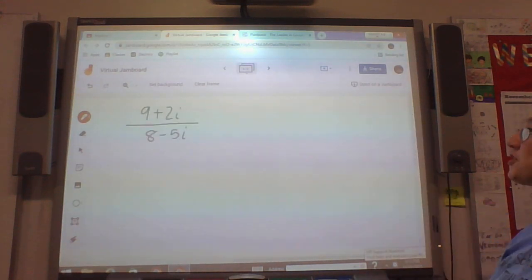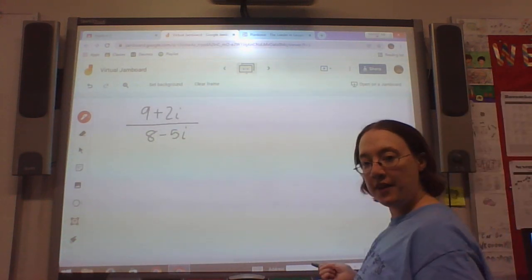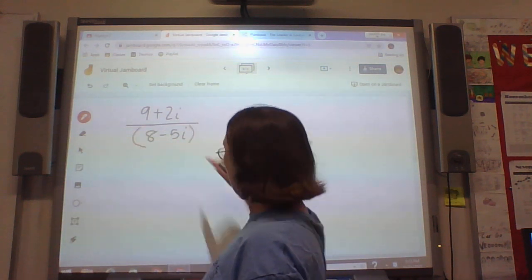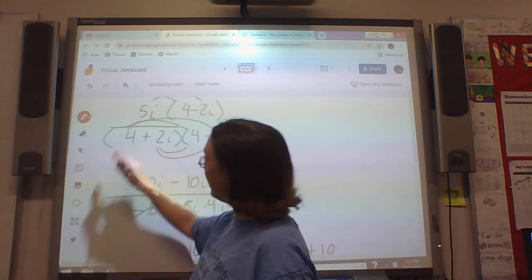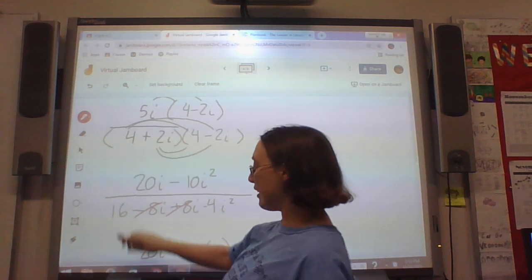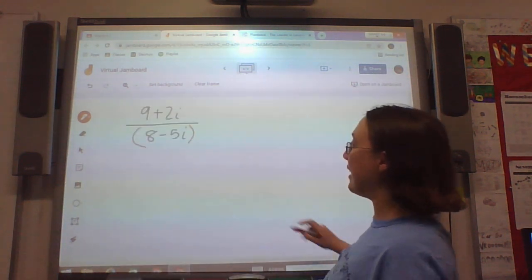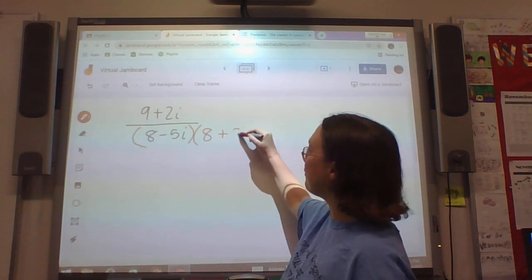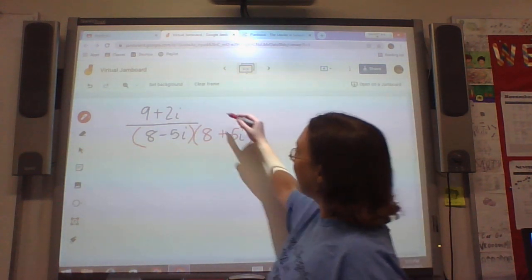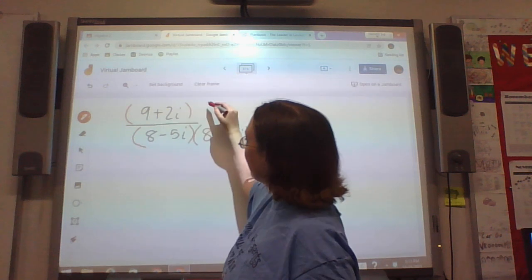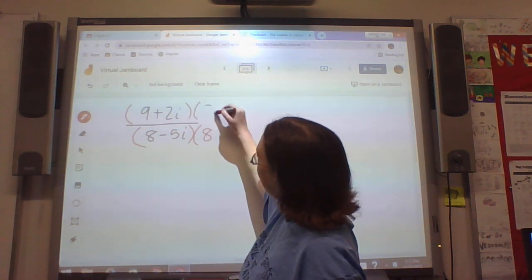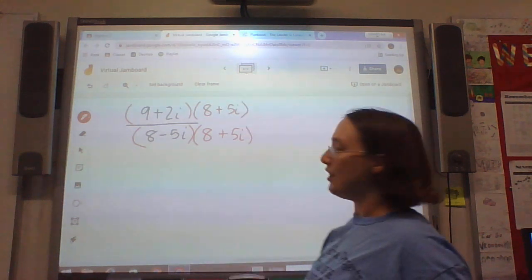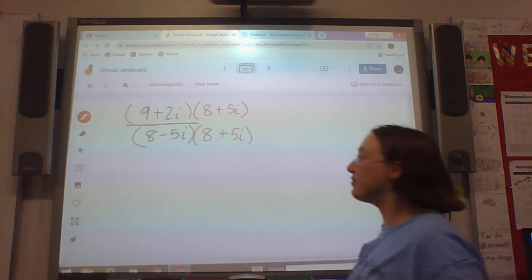Alright, let's try one more of these. So if our thing is already a minus something, then instead of turning our plus into a minus like we did back here, where we turned a 4 plus 2i into a 4 minus 2i, we're going to turn our minus into a plus, and we're going to multiply by an 8 plus a 5i. But if we do that down here, we got to do that up here. Cool. Now we're going to FOIL both of those.